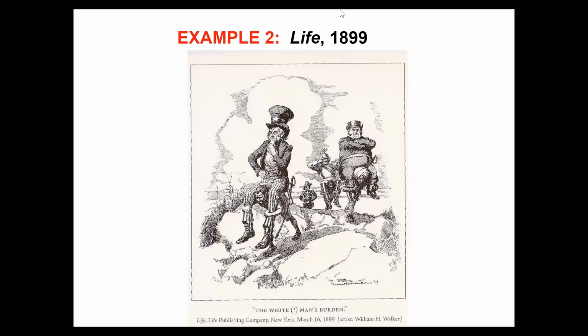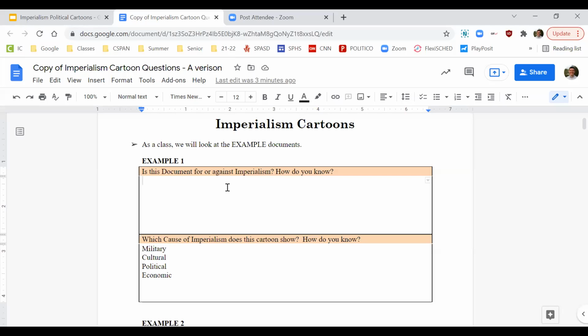Oops. Let me go back to the document. So I'm going to say for this first document, this is pro-imperialism. The reason why I think that is because America is taking its colonies up to the golden statue called civilization. It makes it look like the people need to be civilized, and that it's a good thing.